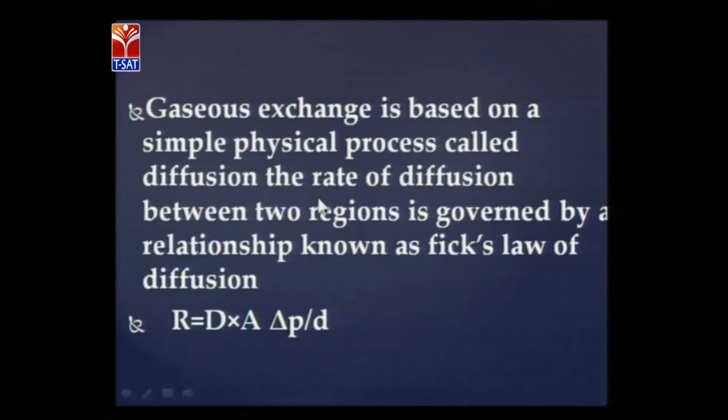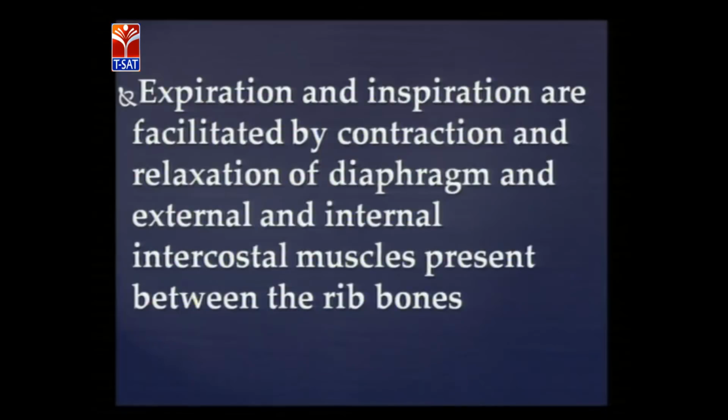This states that the rate of diffusion between two regions depends upon the thickness of the layer where diffusion occurs and the area of the place where exchange of gases takes place. So the relationship is R = D × A × ΔP / d, where R stands for the rate of diffusion, D is the diffusion constant, A is the area where exchange of gases takes place, ΔP is the difference in the partial pressure of the gases, and d is the thickness of the membrane. Now let us recall the topics discussed.